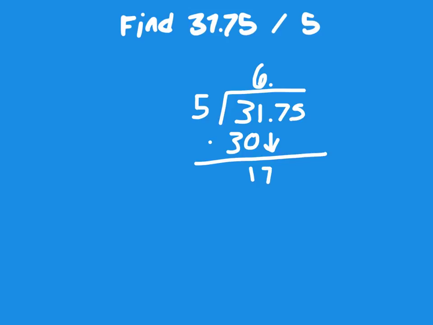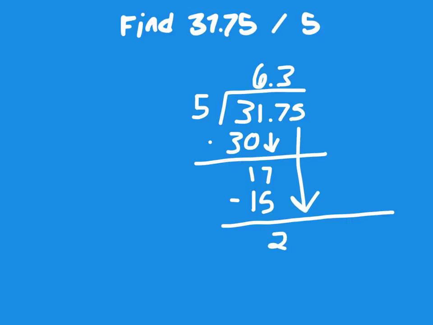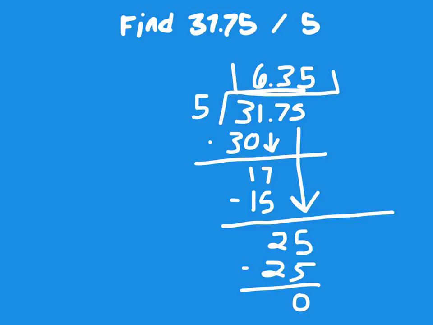5 goes into 17 3 times. 5 times 3 is 15. 17 minus 15 is 2. Bring down the 5. And 5 goes into 25 a nice even amount of times, 5 times. And there's no remainder. And so my answer for this is 6.35.